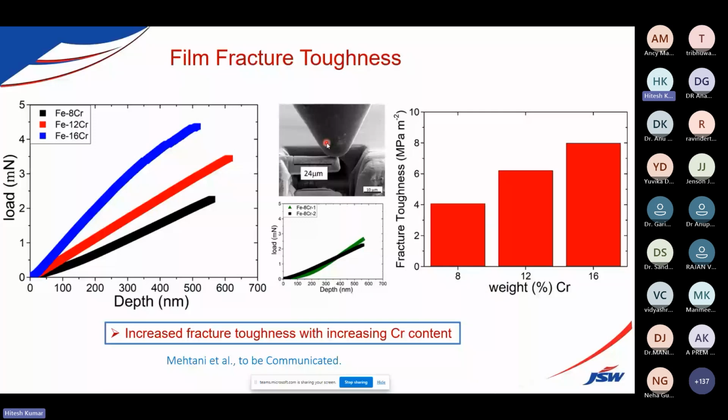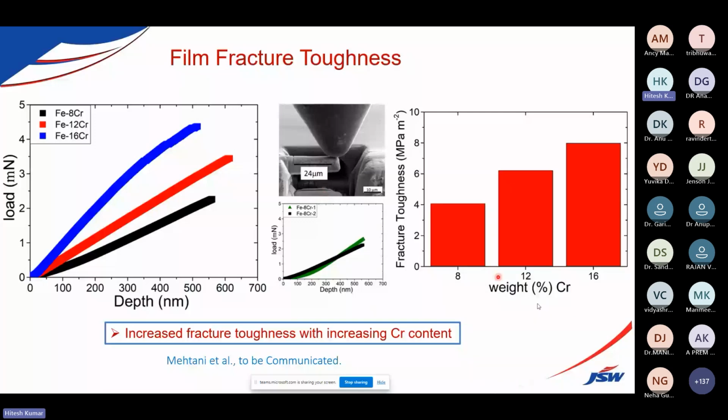If you can see, this is your base material. This is one single oxide layer, which is next to the metal oxide interface. In 8 chromium, it is basically a mixture of Fe3O4 and FeCr2O4. In 12 chromium and 16 chromium, it's basically the formation of Cr2O3. So you can find out the fracture toughness of your material.